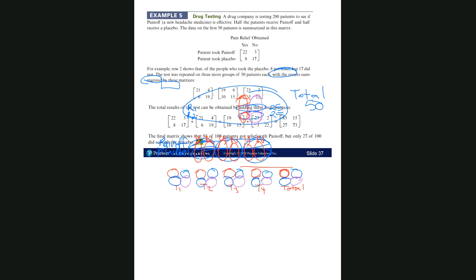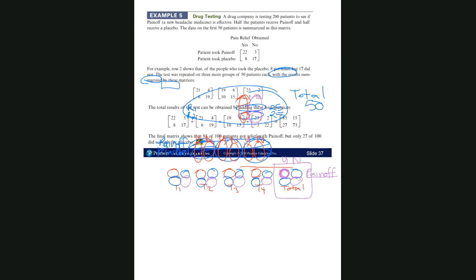So if we look at the matrix that represents the total, and we were asked a question such as, out of the patients who took the pain relief medication, how many of those reported to have obtained pain relief? The answer for that will be here, 85, because that is located in the first row, first column.